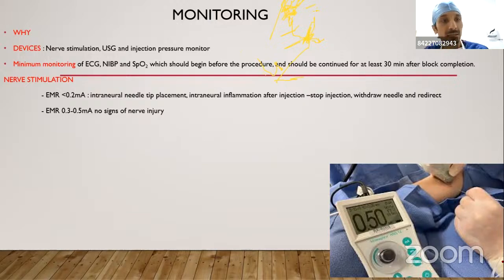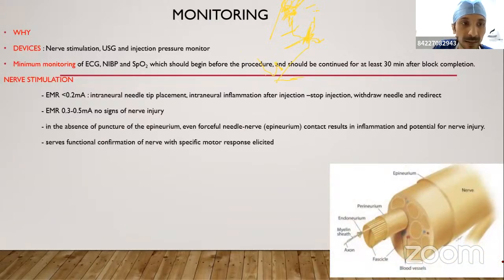Now, talking about the nerve stimulator, a motor response at 0.3 to 0.5 milliamperes of current usually means that there would not be any nerve injury. But if you get a motor response at less than 0.2 or 0.3 milliamperes of current, that means the needle is most likely placed intraneurally, and injecting a local anesthetic there would cause nerve inflammation. So we should stop injecting, withdraw the needle, and redirect it. Even in the absence of puncture of the epineurium, forceful contact of the needle with the nerve can also cause inflammation and potential nerve injury.